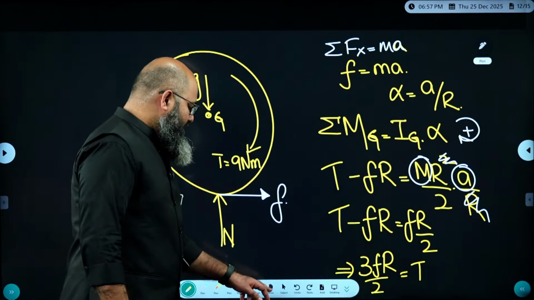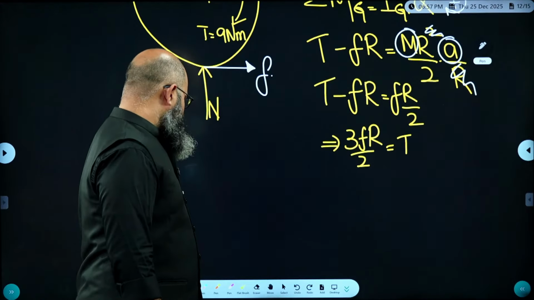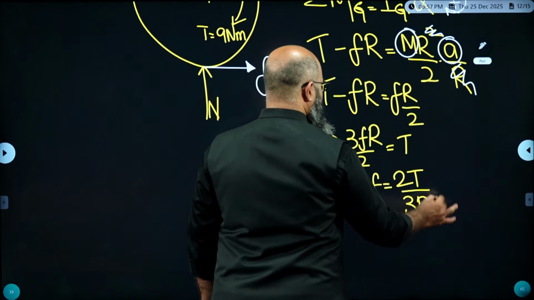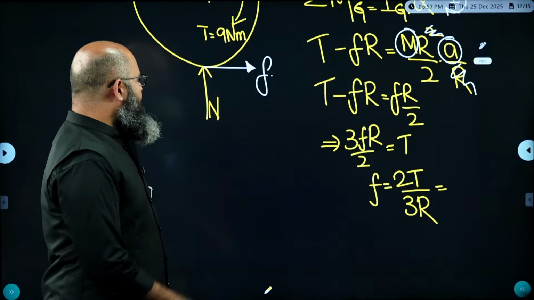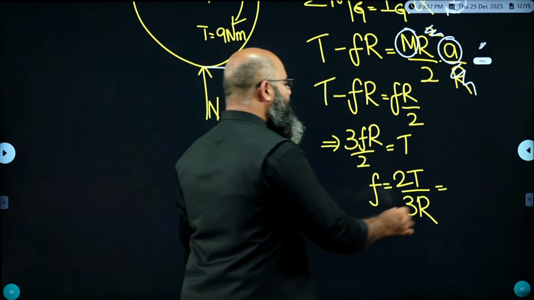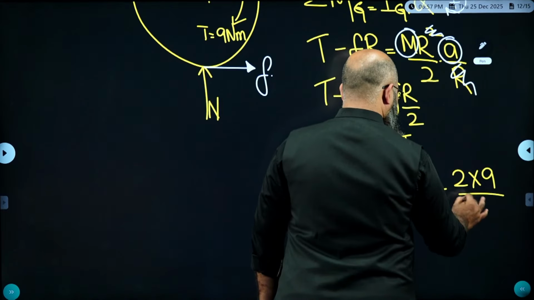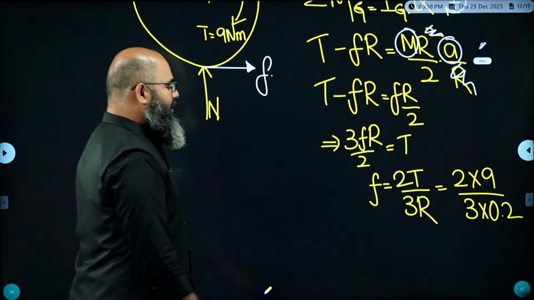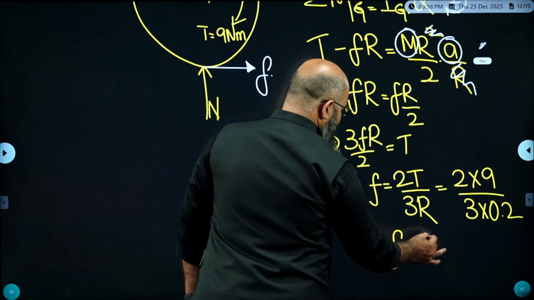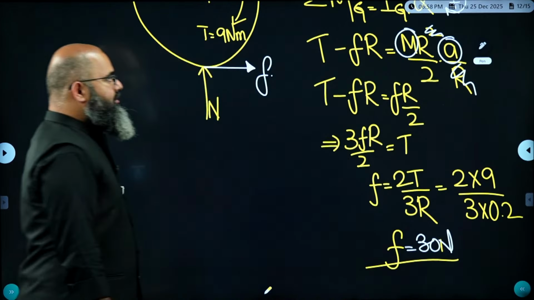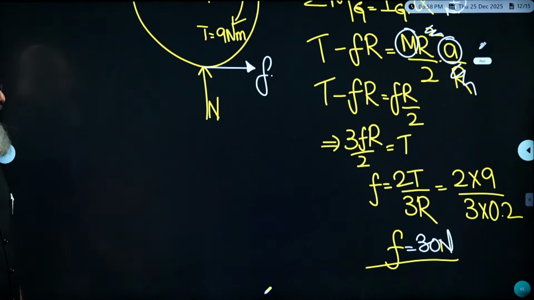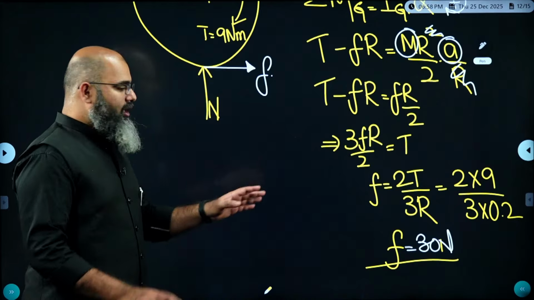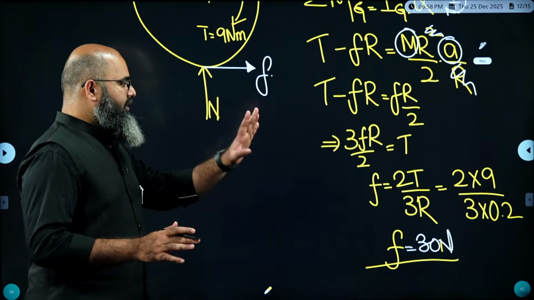The value of F is equal to how much? 2 times T divided by 3 times R, that is equal to, now T is given as 9, R is given as 0.2, so 2 times 9 divided by 3 times 0.2. So this is basically 90 by 3, 30. The value of friction is therefore equal to 30 Newton. You are getting exactly a numeric integer value. And you are seeing this value of friction is less than 70 for Fs. So therefore, you are within static condition.